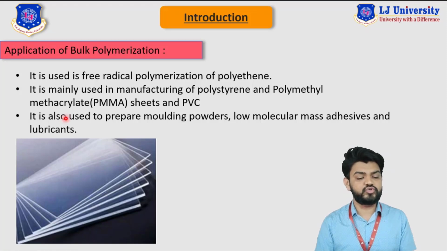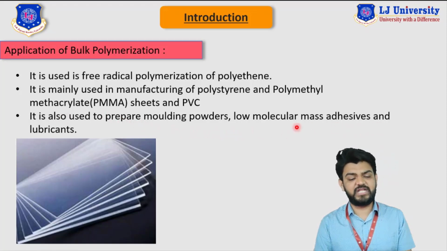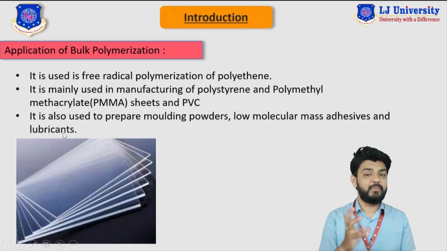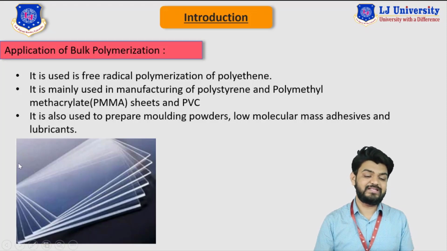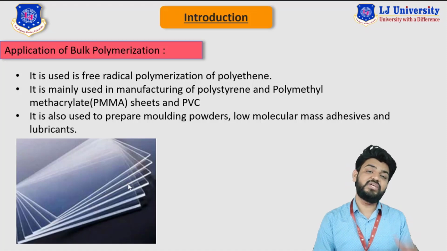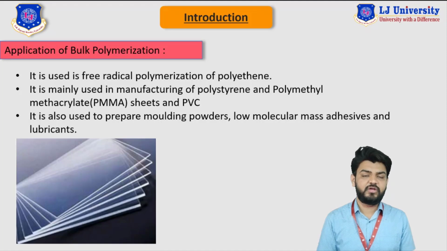It is also used to prepare molding powders, right? Low molecular mass adhesives and lubricants. So these are some of the applications where bulk polymerization is used. You can see here in this image, this is the PMMA sheet, right? This sheet can also be produced with the help of bulk polymerization. So this was all about bulk polymerization.